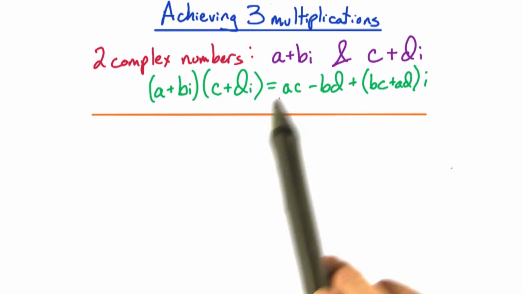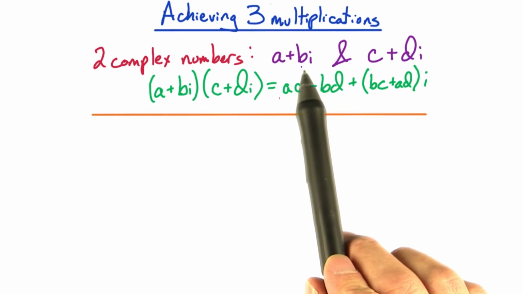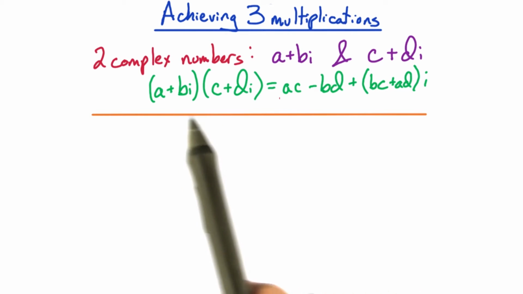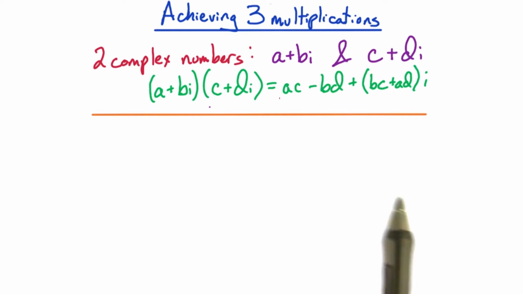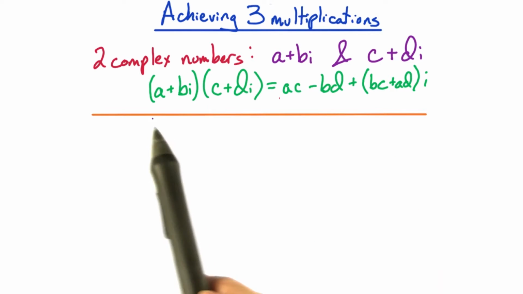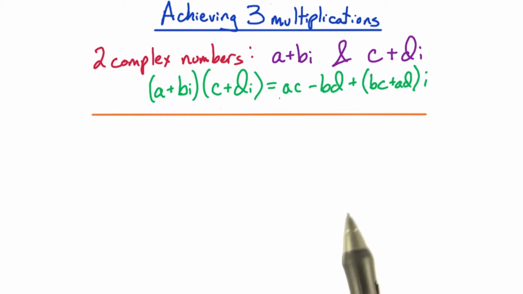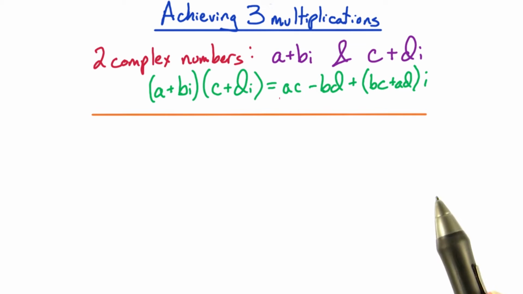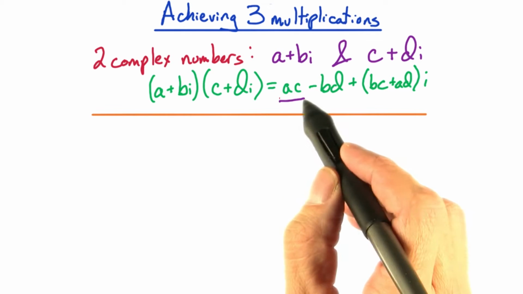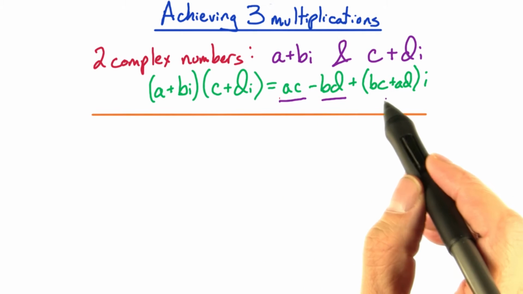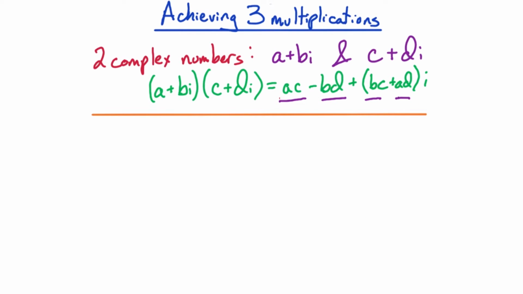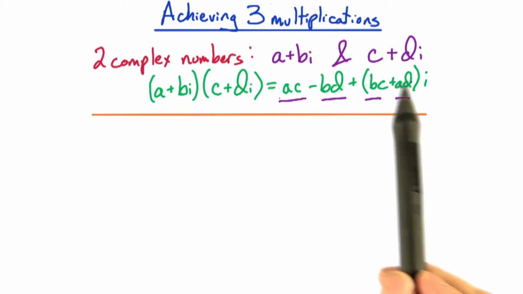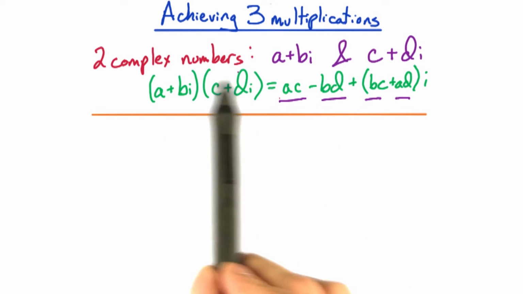So to recap, we have these two complex numbers, a plus bi and c plus di, and we want to compute their product. Now our goal is to minimize the number of real number multiplications in order to compute the product of these two complex numbers. We just saw that the naive approach has 4 real number multiplications, a times c, b times d, bc, and ad. Now what we want to do is try to achieve just 3 real number multiplications in order to compute this product.